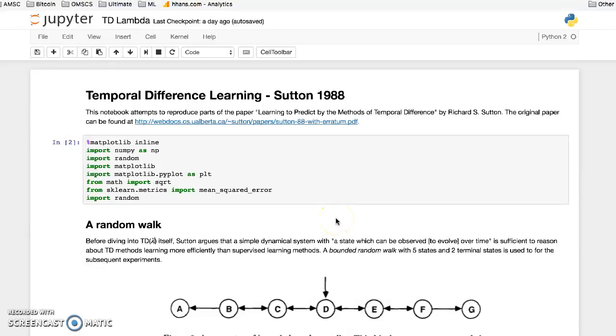Okay, take 35. This is for reinforcement learning.